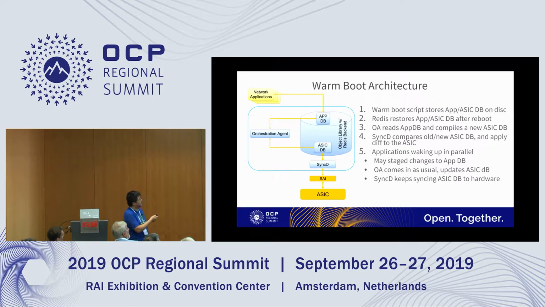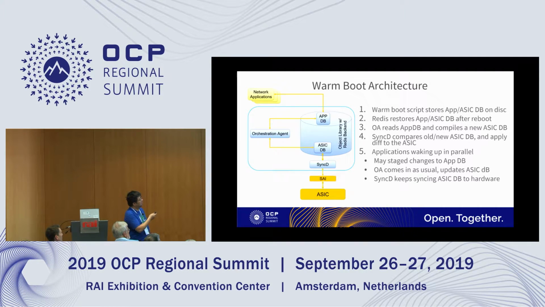So in our system architecture, we have applications that sit on top of the database. They write all the routing entries, the neighbor entries, all the networking state into the application DB. And then we have an orchagent that computes all those routes and neighbors and translates them into SAI objects. After all the objects are put into what we call the ASIC DB, there is a syncd process that syncs all those objects into the ASIC.